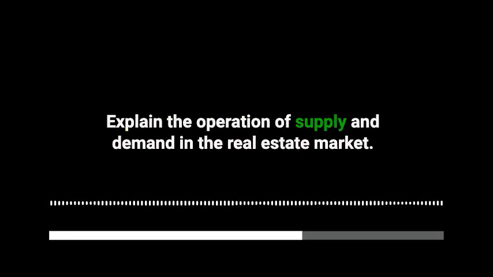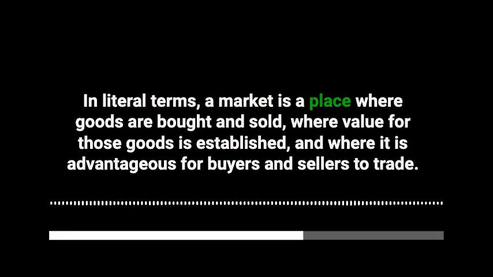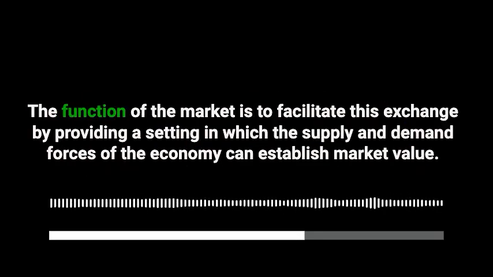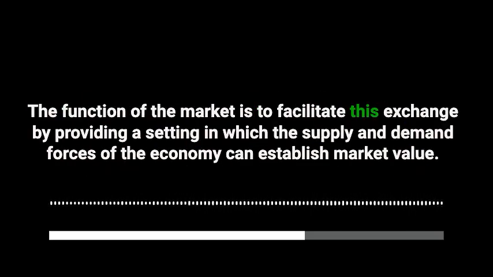Learning objective. Explain the operation of supply and demand in the real estate market. The real estate market. In literal terms, a market is a place where goods are bought and sold, where value for those goods is established, and where it is advantageous for buyers and sellers to trade. The function of the market is to facilitate this exchange by providing a setting in which the supply and demand forces of the economy can establish market value.